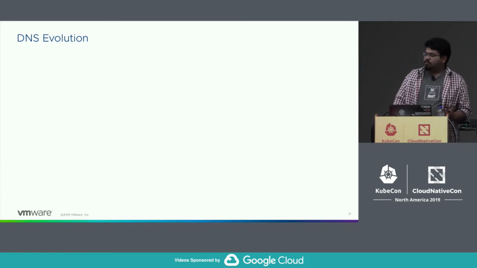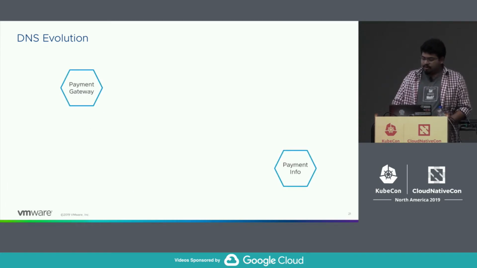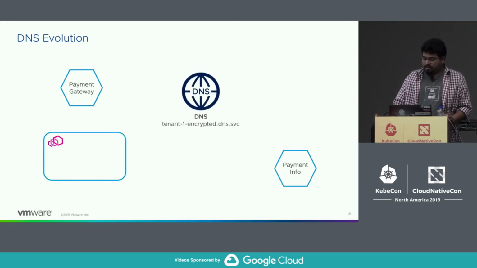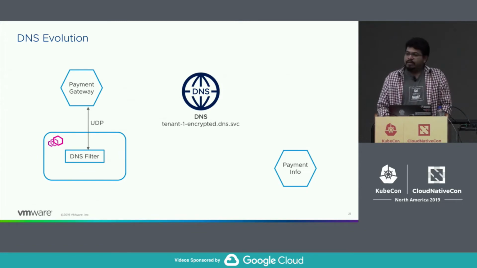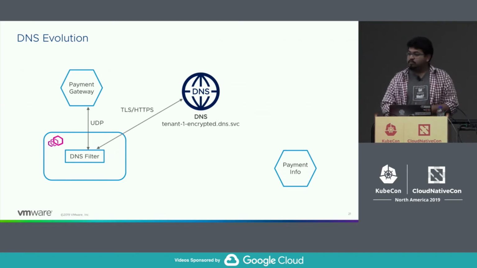So in reality, it would look something like this. There is the payment gateway and the payment info service. We have the proxy like before and the DNS tenant. And in this case, the tenant supports encrypted queries. And whenever the payment gateway makes a UDP request, it gets trapped by the DNS filter. And this time, the DNS filter originates an encrypted connection to the DNS service.